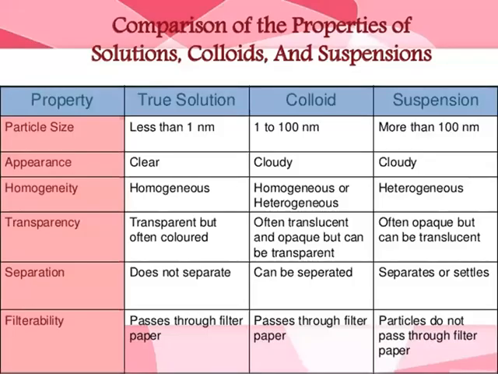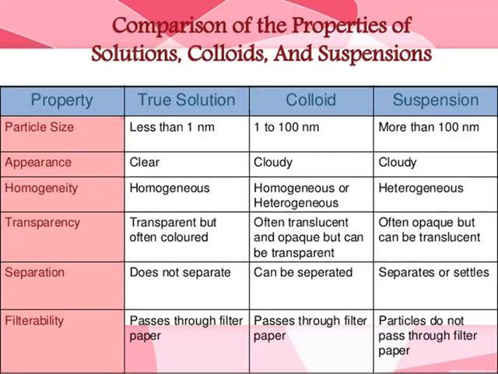This shows the comparison of the properties of solutions, colloids, and suspensions on the basis of particle size, appearance, homogeneity, transparency, separation, and filtration. Since suspensions have large particle size, they appear cloudy and are heterogeneous with uneven distribution of particles unless shaken or filtered, often opaque, can be translucent also, easily separate or settle down, and particles do not pass through filter paper.